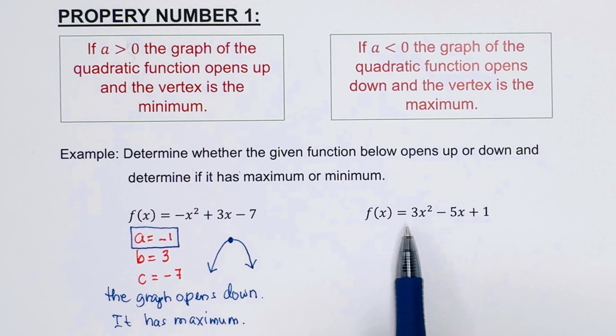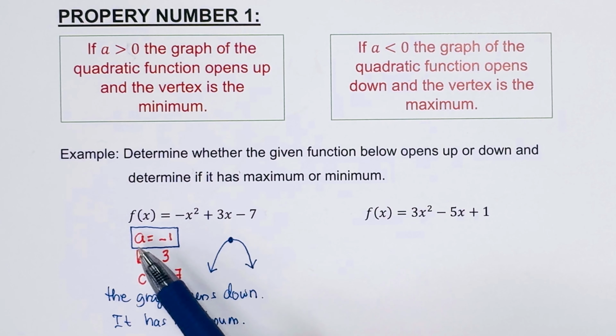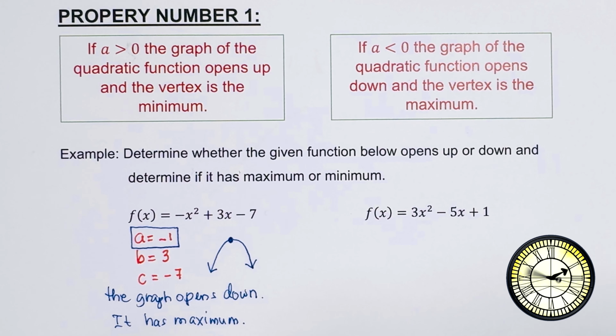I'd like you to describe the second function here. Write the a, b, and c, and then determine if the graph opens up or opens down, and whether it has a maximum or a minimum. So try this next one out.